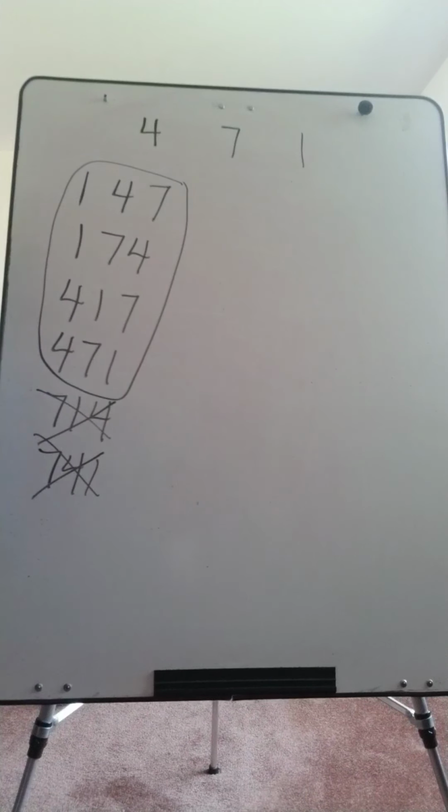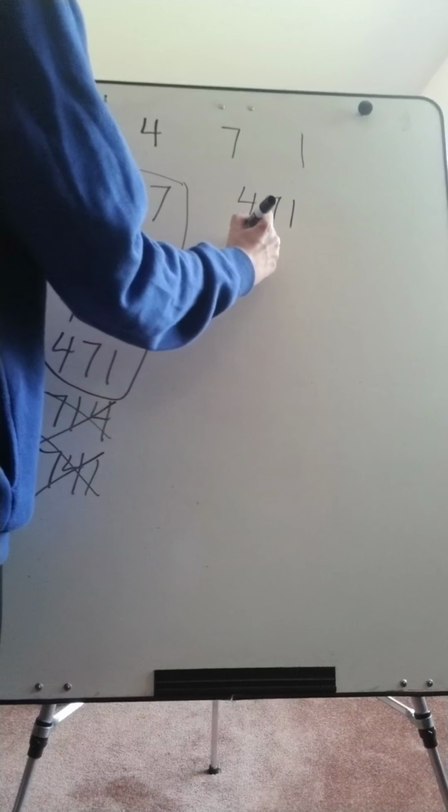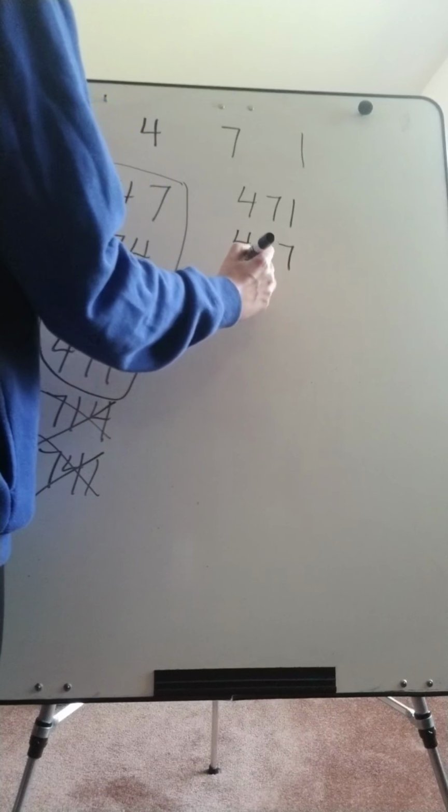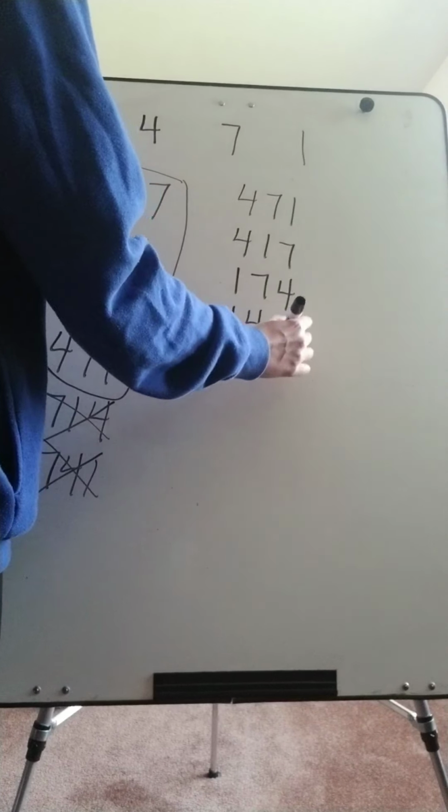Then they want us to list them in order from greatest to least. So the greatest would be 471, 417, 174, 147.